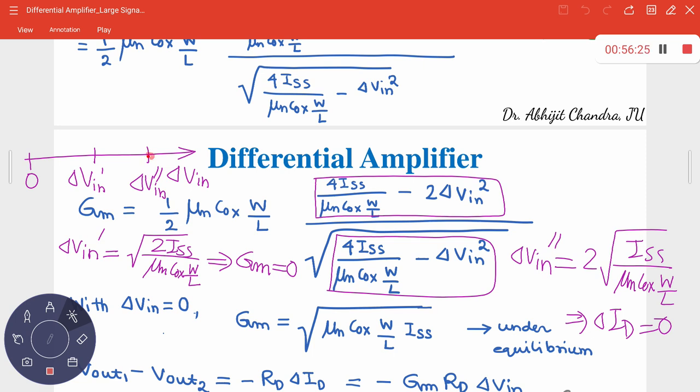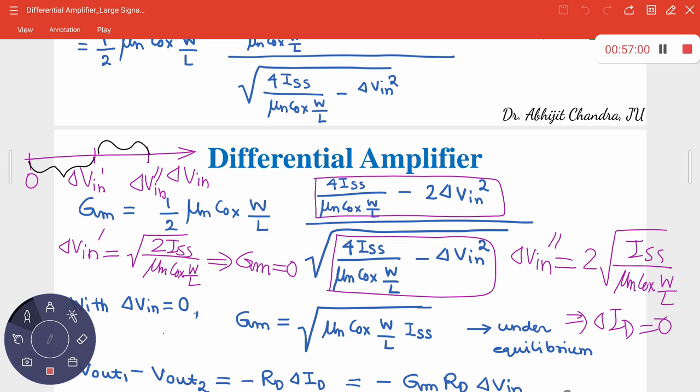At this particular point, one transistor has been driven into saturation and the other into the cutoff region. So in this region, I cannot say that both of them are in saturation. And we have derived the expression delta Id is equal to k1 delta v in times square root of k2 minus delta v in square. That expression was obtained under the assumption that both of these two transistors are in saturation, and this is true over this region only.